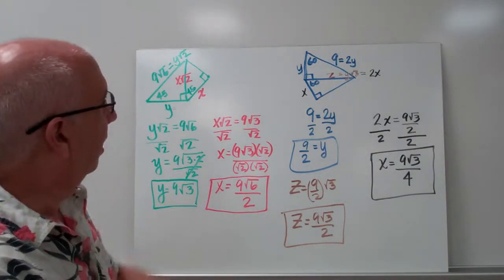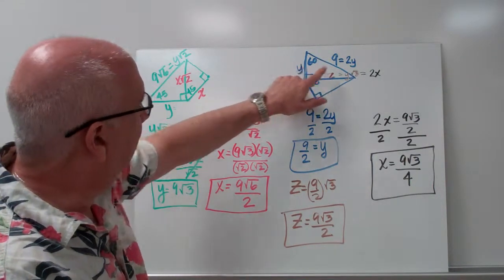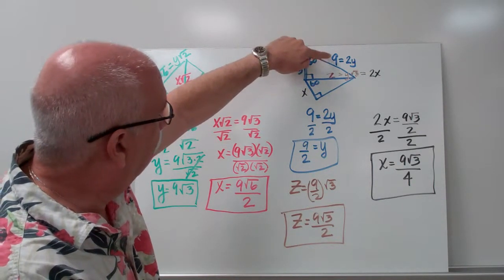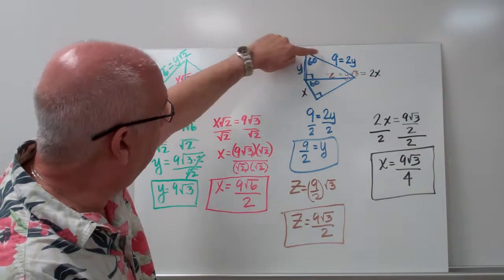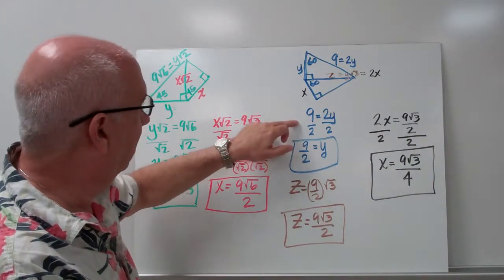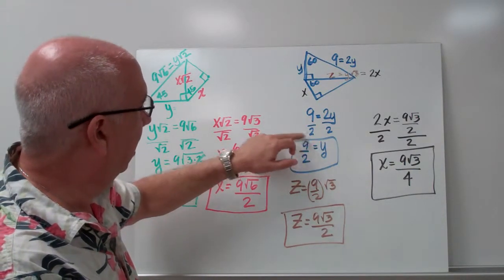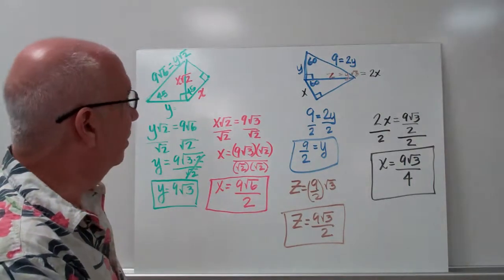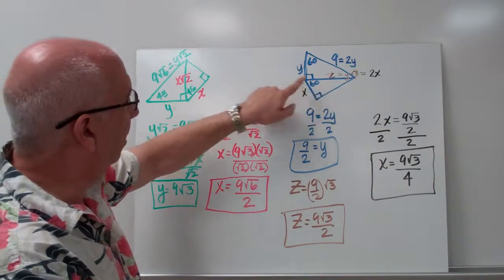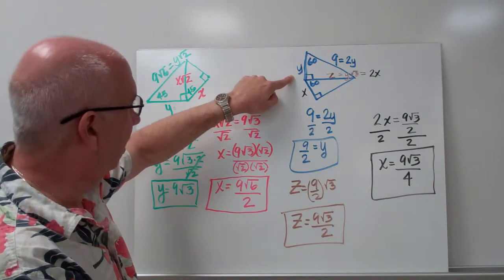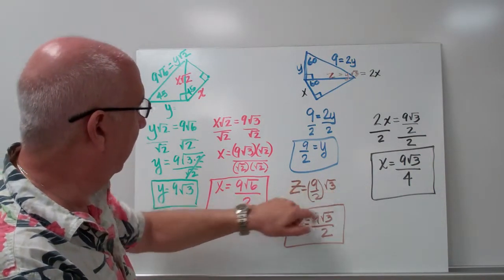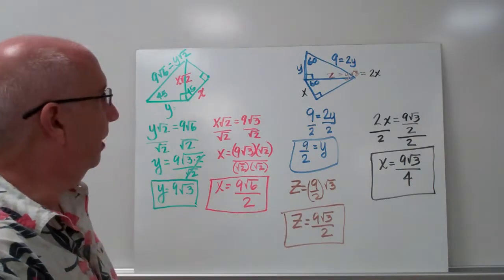On a 30-60-90, I'm told that this is 9. And I know that the hypotenuse is equal to twice y. That's the short leg. So 9 is equal to 2 times y. So y is equal to 9 halves. I know that the long leg, z, is going to be whatever this is times the square root of 3. So y is 9 halves, times the square root of 3 is z. There's z.